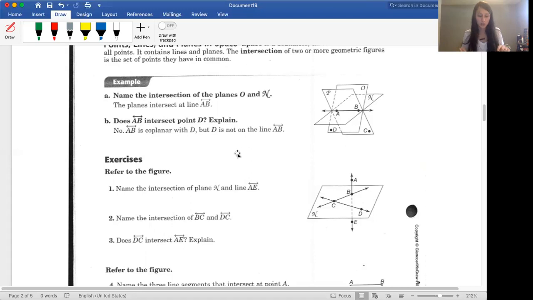The intersection of two lines, if I draw two lines, like we talked about earlier, would be a point, P. But an intersection of two planes, where they're touching, would be a line.